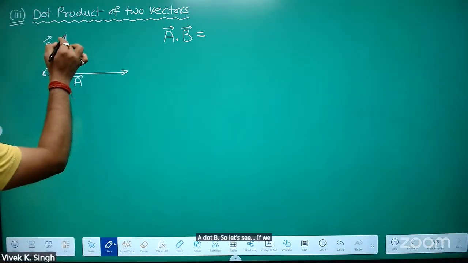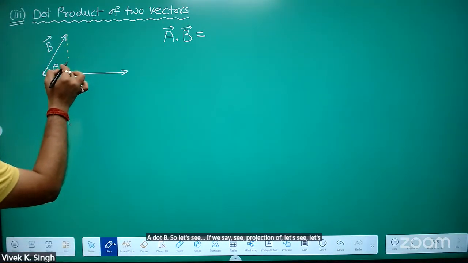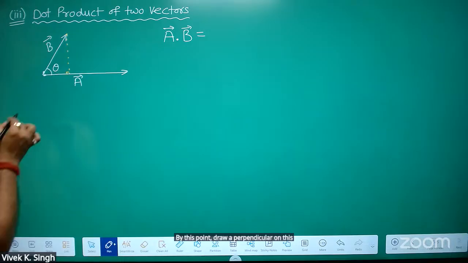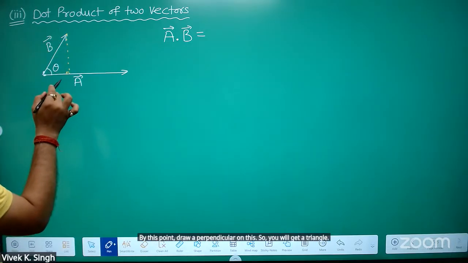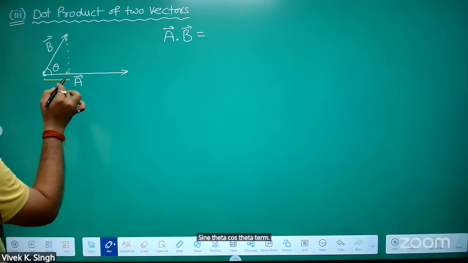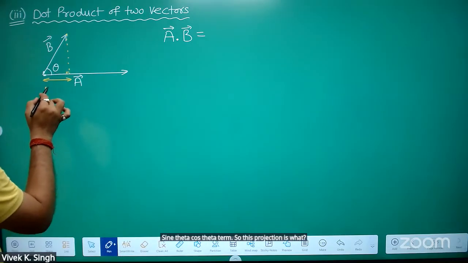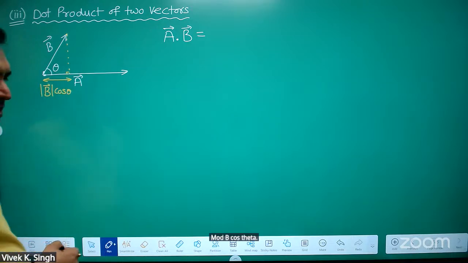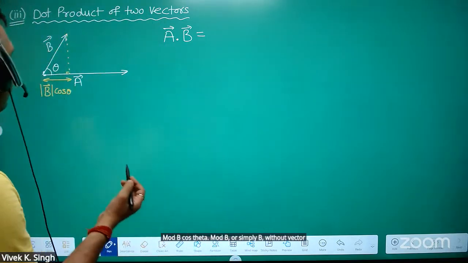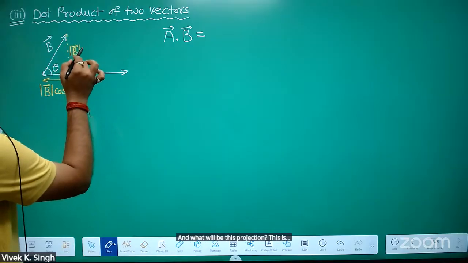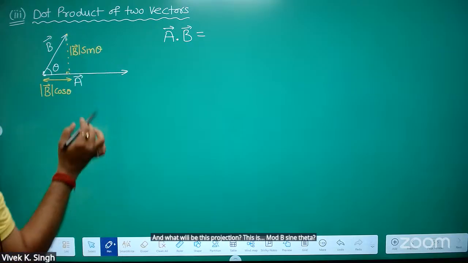So let's see the projection. Let's draw a right angle triangle here. From this point, draw a perpendicular on this. So you will get a triangle, and in the triangle, what will be this perpendicular length? Can you find it? Sin theta, cos theta terms. So this projection is what? Mod B cos theta. Mod B, or simply B without the vector sign, represents the magnitude. And what will be this projection? This is mod B sin theta. Yes or no?